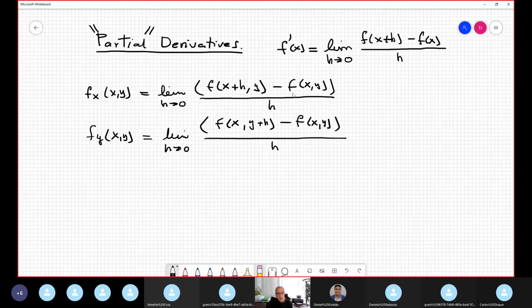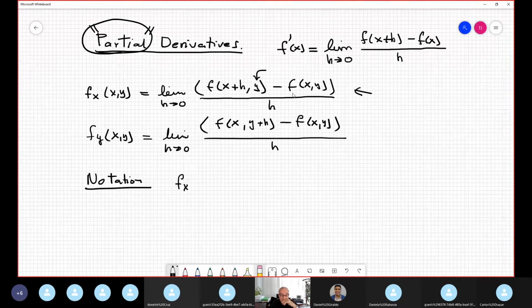Let me try to interpret this new idea. So you consider, for example, the first one. Okay, this is the new notation for the partial derivative. You need to be super familiar with it, guys, from now on. The notation is, you see f subscript x. This is the partial derivative of the function with respect to x. What does with respect to x mean? That I consider x as a variable, but y not. y is a constant.